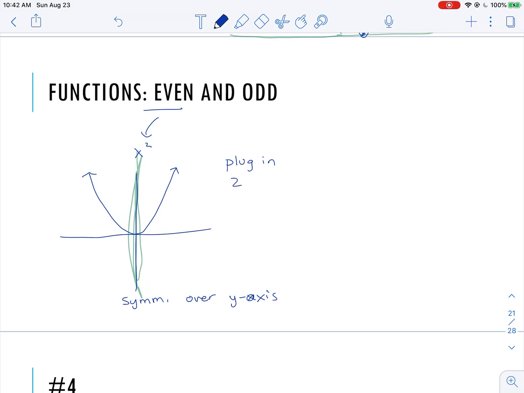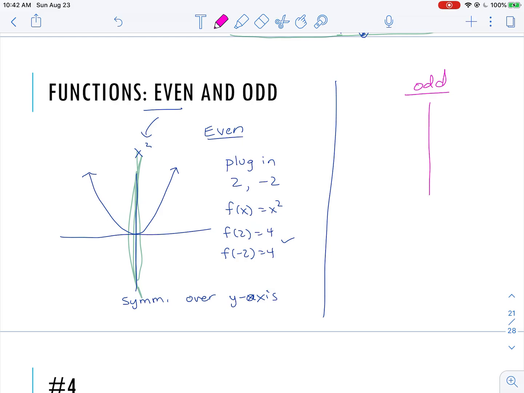Or if you plug in an x value, like 2 and -2, you get the exact same y value. So if I have f of x equals x squared, and I plug in 2, f at 2 equals 4, and f at -2 equals 4. Since they're the same, that function would be even.